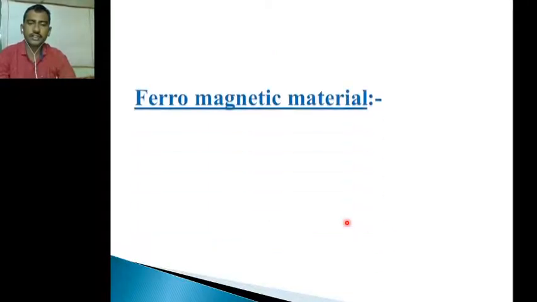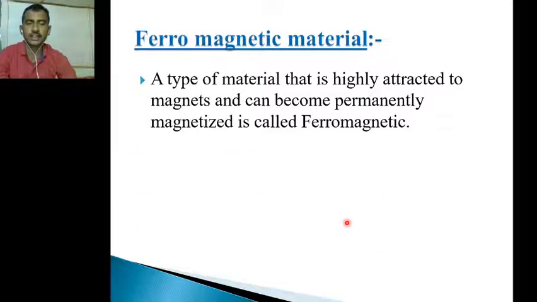Under that, the first one is ferromagnetic material. What is a ferromagnetic material? A type of material that is highly attracted to magnets and can become permanently magnetized is called a ferromagnetic material. All the magnets are made by using so many methods. This magnetic material is highly attracted by magnets, and it becomes a permanent magnet.